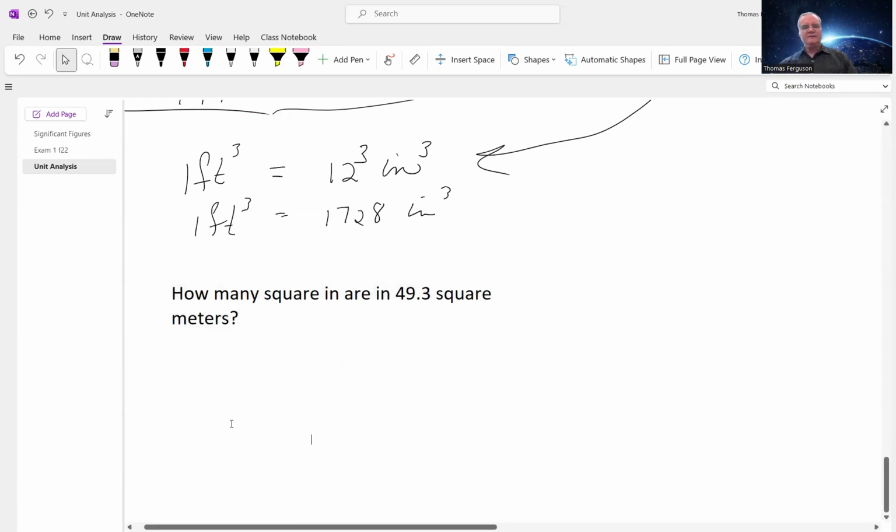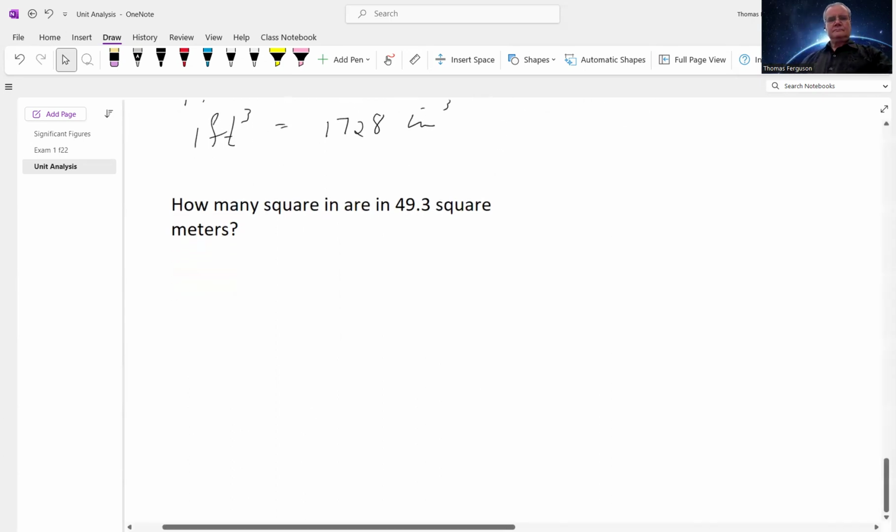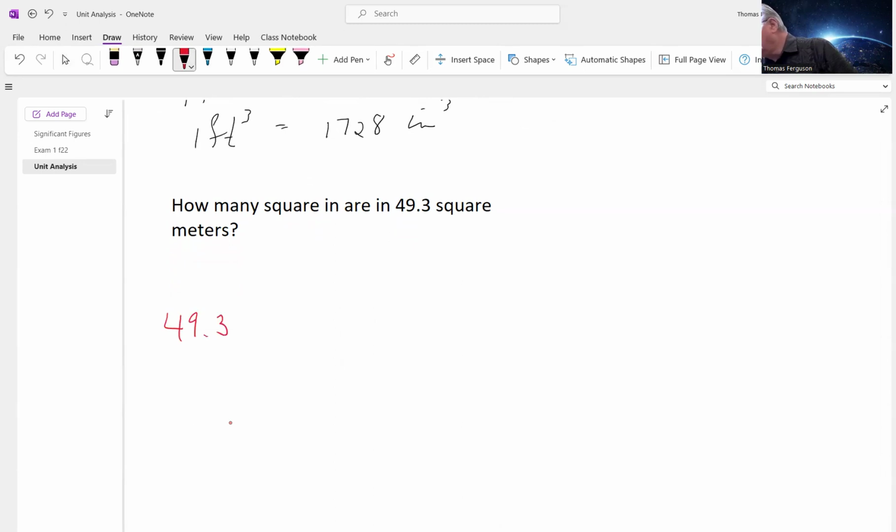how many square inches are in 49.3 square meters? Okay, so what's given? All right, so we're going to calculate square inches. So given, calculated. Now we need some conversion factors to go from meters to inches. There's no direct one.